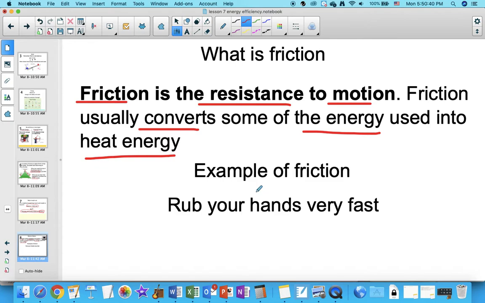And that's because the energy you're putting into your hands as you're moving them back and forth is creating friction. And the energy you're putting in is being converted into heat. And so you're generating heat. And so some of your energy actually isn't being used to move your hand back and forth. It's actually that some of that energy is being lost in terms of heat energy.